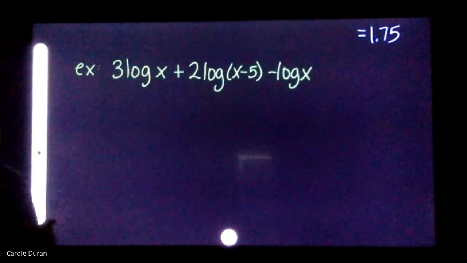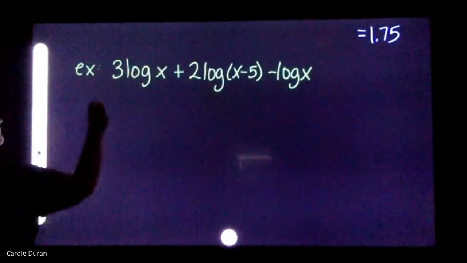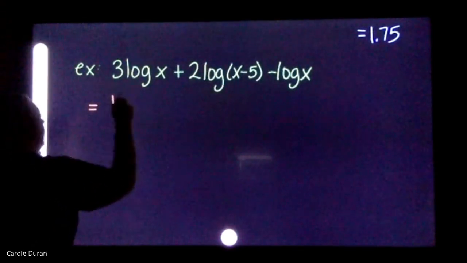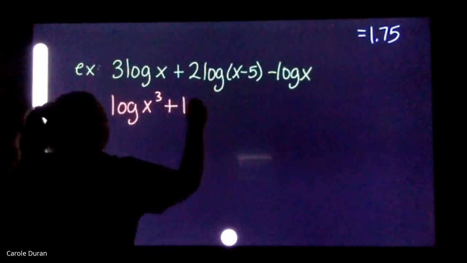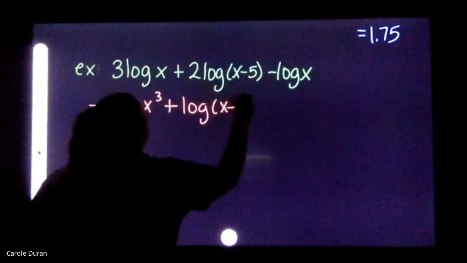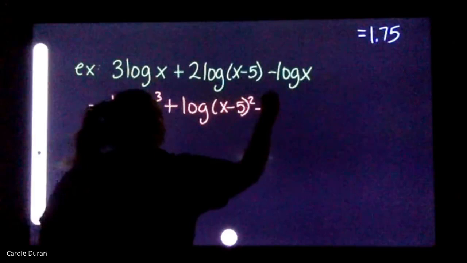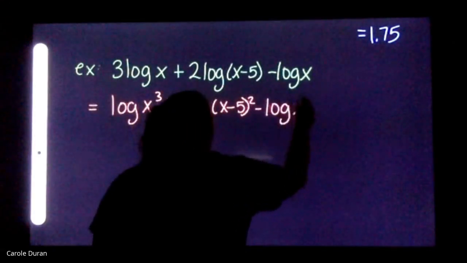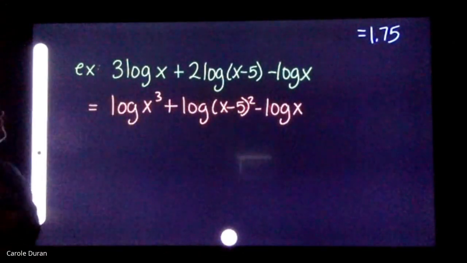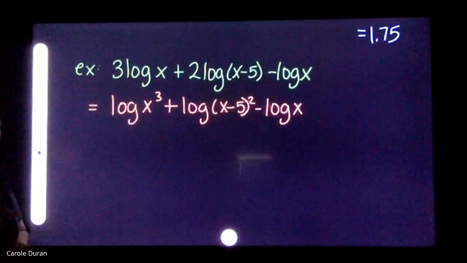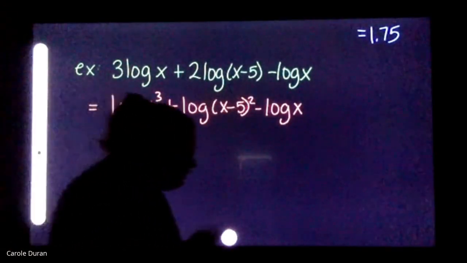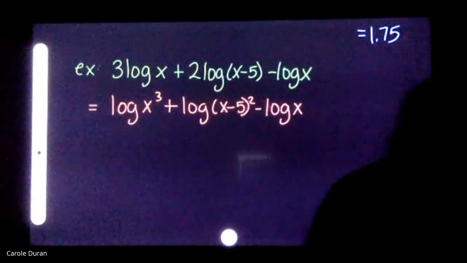So I'm going to rewrite it, putting those exponents back. So then this is the same as log of x cubed plus log of x minus 5 squared minus log of x. I've done the exponent rule, so now I need to look at my other 2 rules.